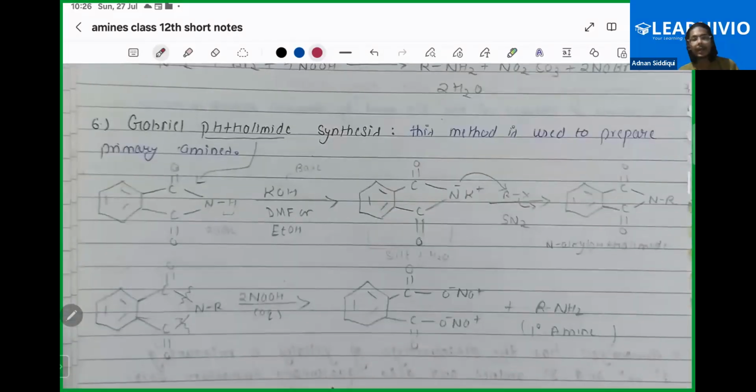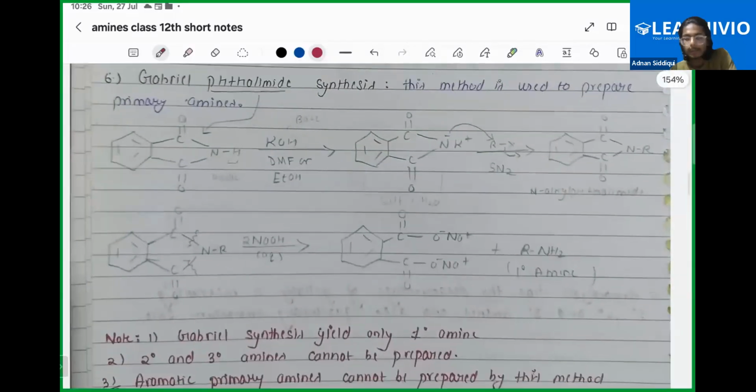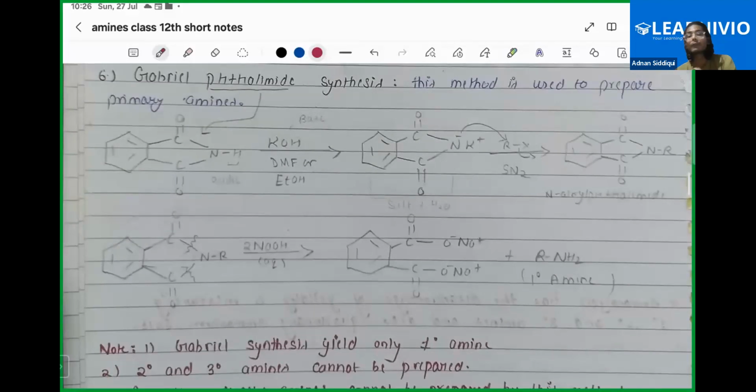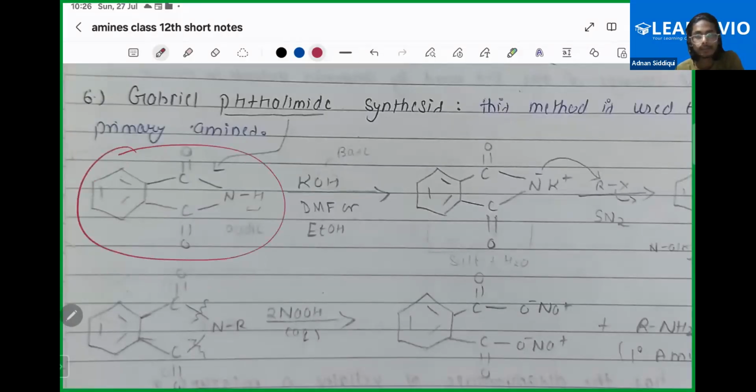Now, Gabriel phthalimide synthesis. If I have to choose one name reaction from this chapter, preparation of amines, I will have to say that Gabriel is the most important one from your exam point of view. So you need to understand it. This method is used to prepare primary amines. If you want to prepare only primary amines, then you have to go by the Gabriel method. So let us understand what phthalimide is. Phthalimide is this compound.